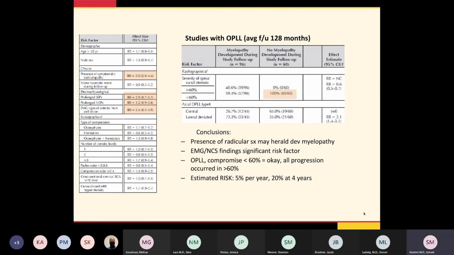So in a patient with radicular symptoms, you should be more cognizant and aware that the patient has a risk factor to present with myelopathic symptoms at some point. An estimated risk is 5% per year, 20% at 4 years, obviously, in the setting of these symptoms. I'm sorry, radiographic findings.